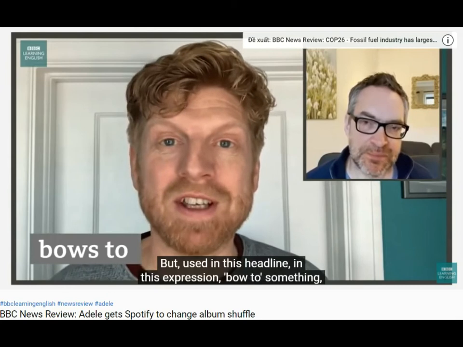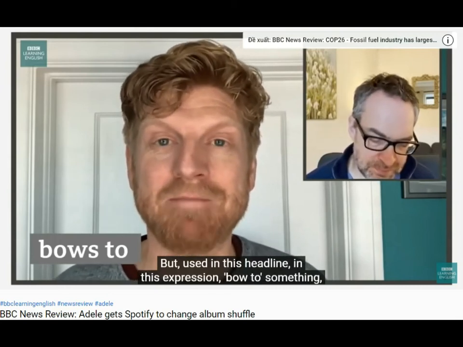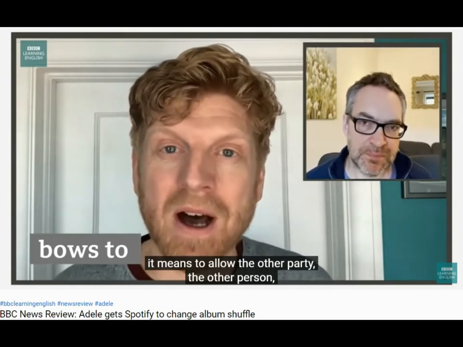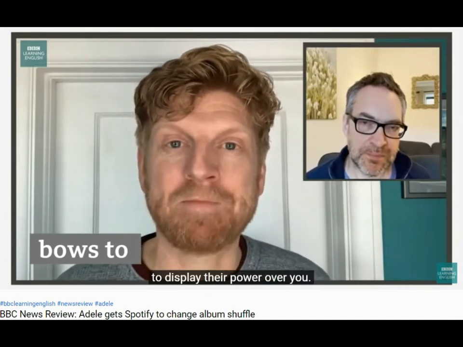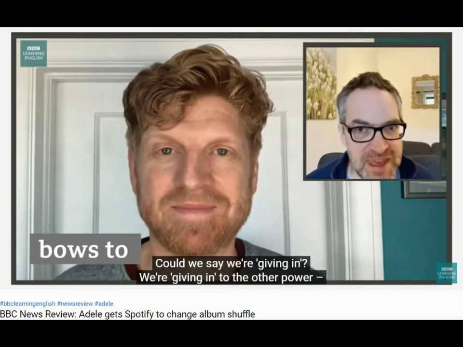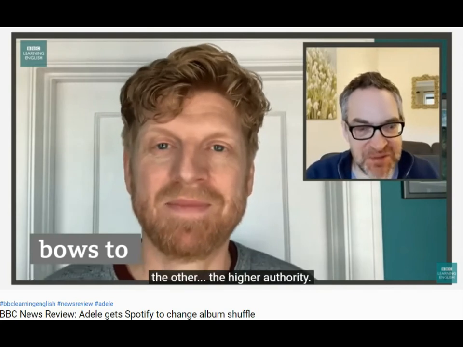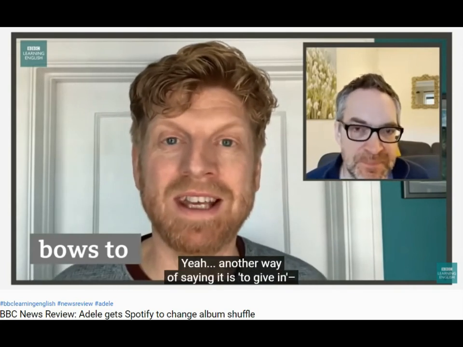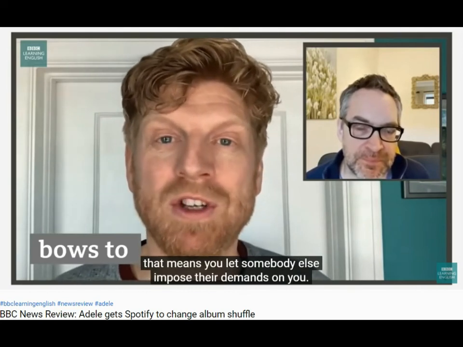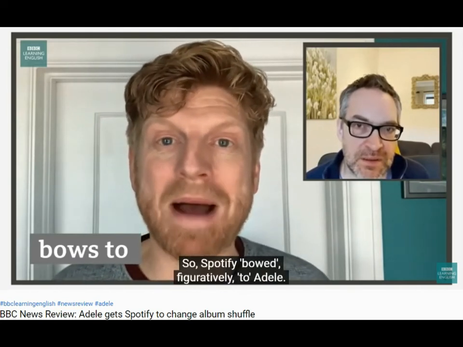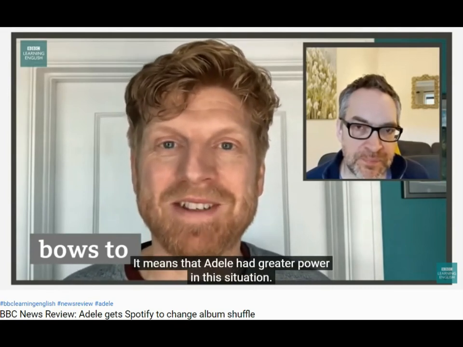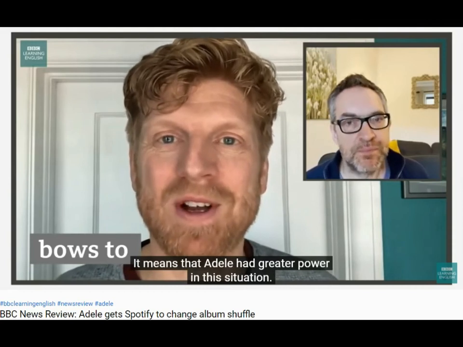But used in this headline, in this expression, bow to something, it means to allow the other party, the other person to display their power over you. Could we say we're giving in? We're giving in to the other power, the higher authority. Of saying it's to give in. That means you let somebody else impose their demands on you. So Spotify bowed figuratively to Adele. It means that Adele had greater power in this situation.